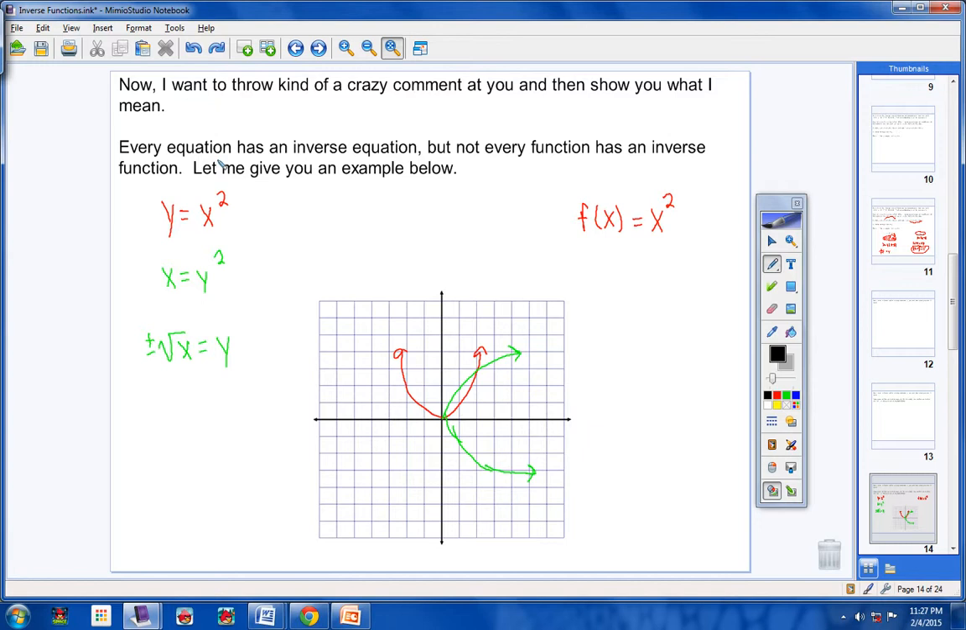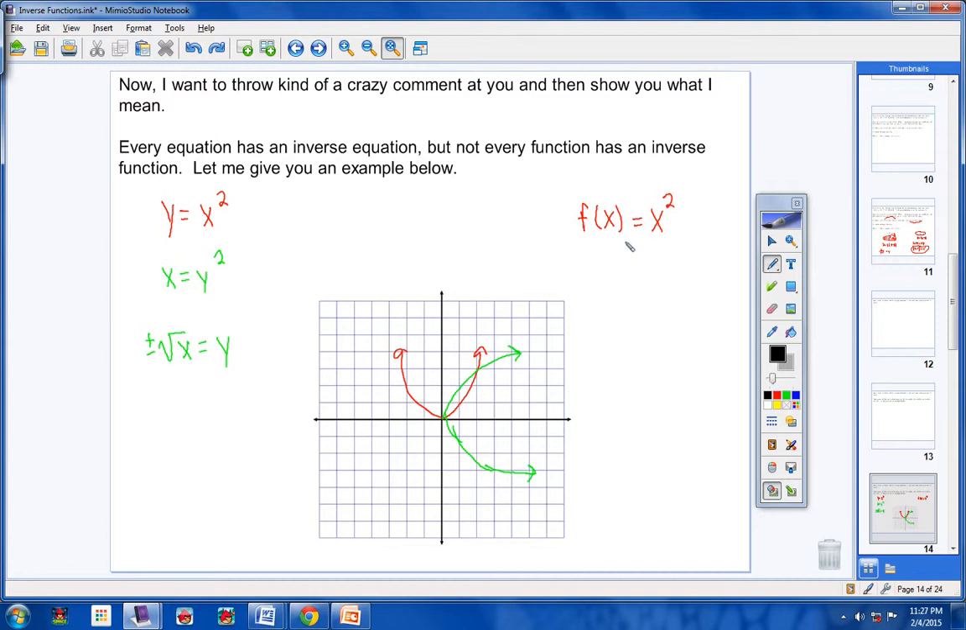So, what I'm trying to show you is this. And I hope I'm explaining this well. You're welcome to say that every equation has an inverse equation. That's fine. I have no problem with that. But if you want to get picky and start talking about functions, remember, some functions do not have an inverse function. And here's an example right here. If I were to graph this right here, it's the same thing as this over here. I would get this red graph.